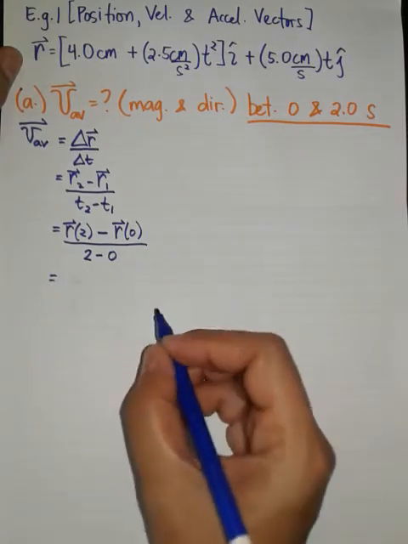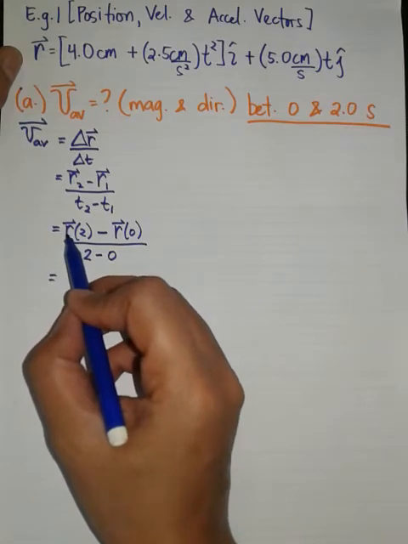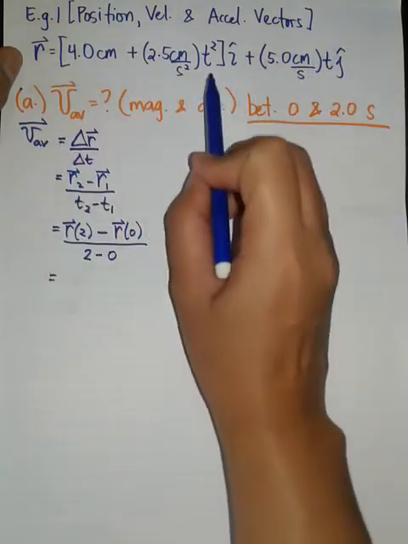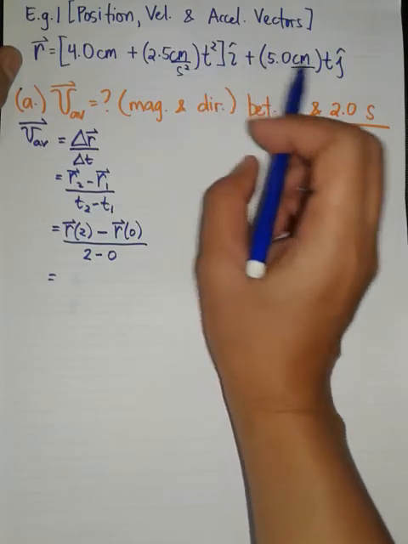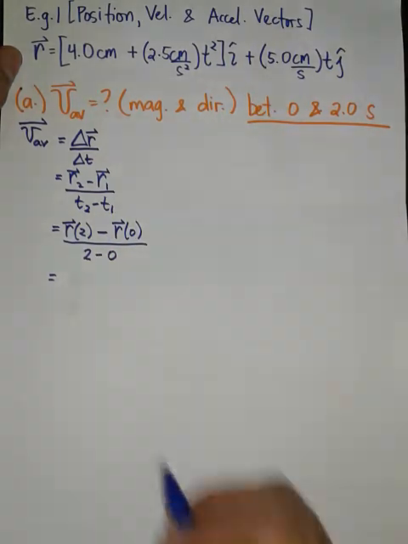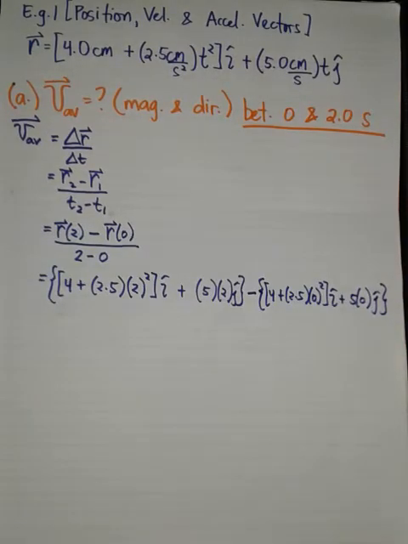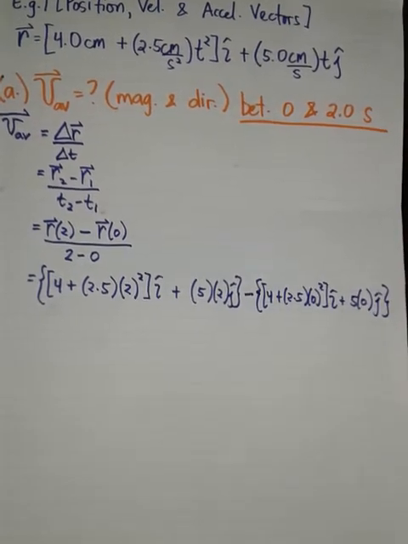And then, we will just substitute. So, for r when time is 2, you just use all of this expression and then substitute 2 for t squared. So, it's a bit long, no? So, let me write it for a while. Okay, there you have it. Let me adjust this for a while. There.